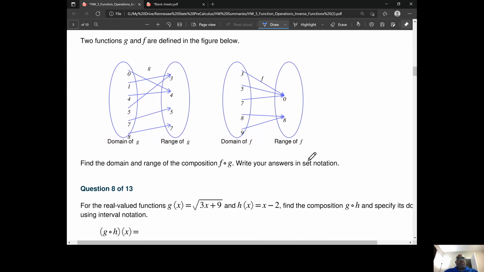Number 7. Two functions g and f are defined in the figure below. This is the domain of g. This is the range of g. This is the domain of f. This is the range of f. Find the domain and range of the composition. Write your answers in set notation. Okay.